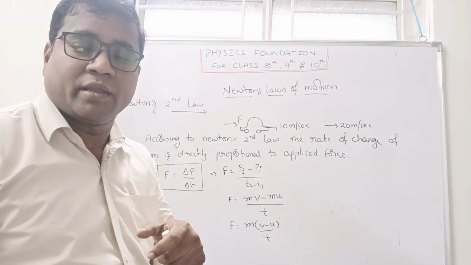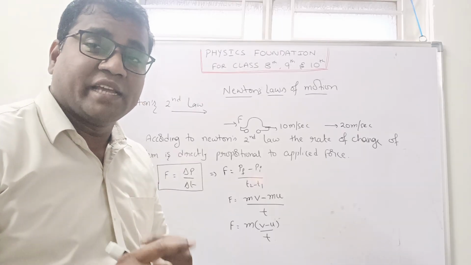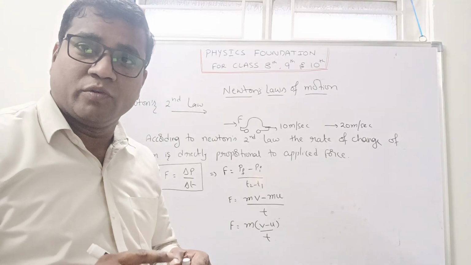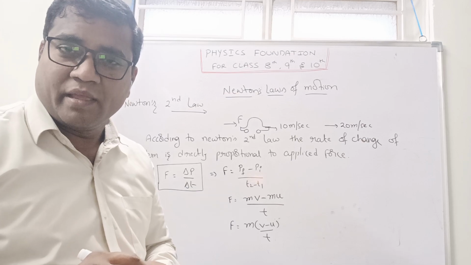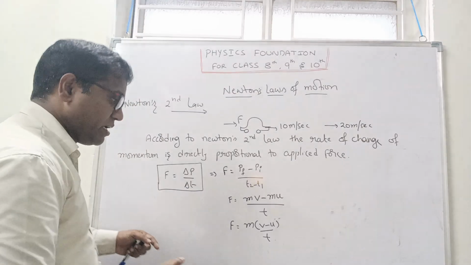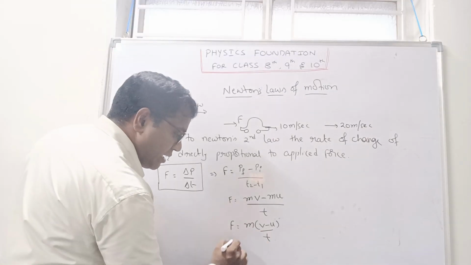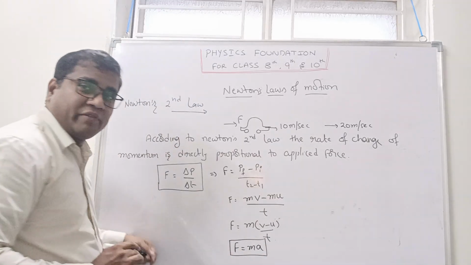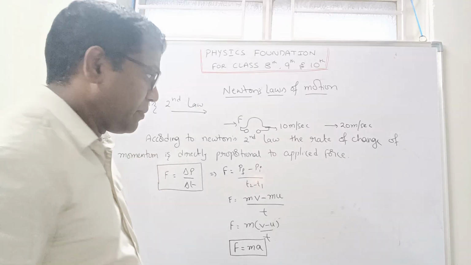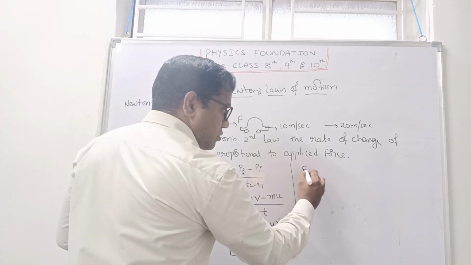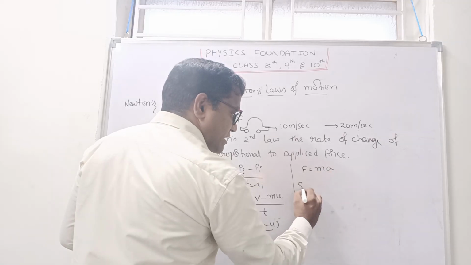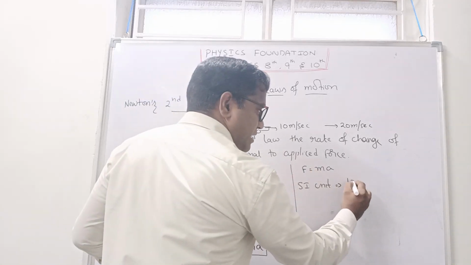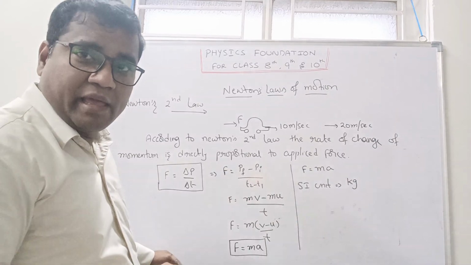Why? Because in the motion chapter, we know acceleration is nothing but change in velocity upon time. What is acceleration? Change in velocity upon time. A is equal to v minus u by t. So instead of v minus u by t, I will write F is equal to m into a. F is equal to ma. Very, very important formula. So what is the SI unit of force? Mass is kg. Acceleration.